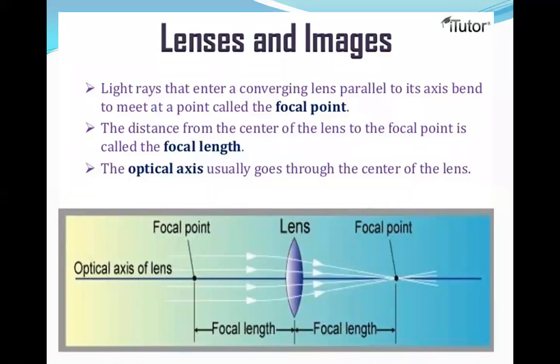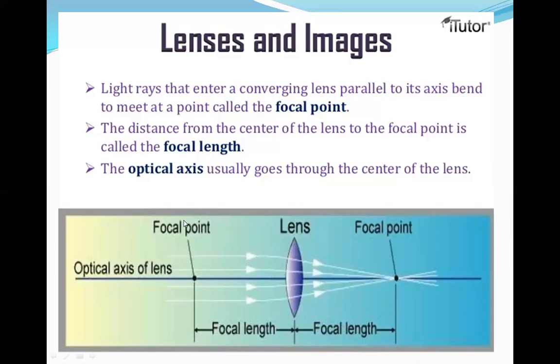Lenses and images. These three terms are very important to understand for making the ray diagrams from the lenses. The light rays that enter a converging lens parallel to its axis bend to meet at a point called the focal point. I have told you the point where all the parallel rays after passing through the lens focus is known as the focal point. The second is the distance from the center of the lens to the focal point, which is called the focal length. Now, this is the focal length from the center of the lens to this focal point. The focal length on both sides of the lens will be the same.